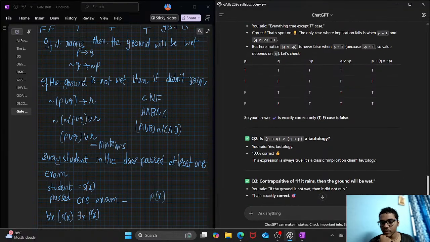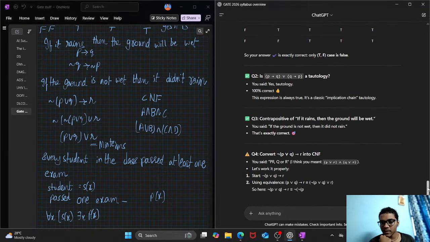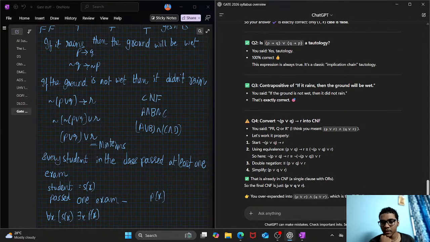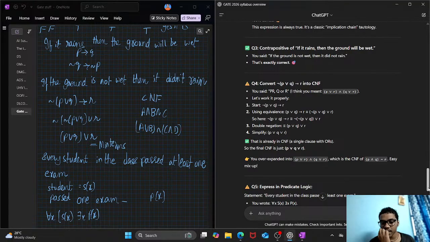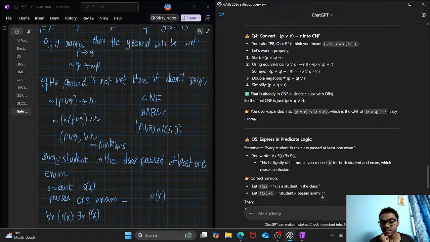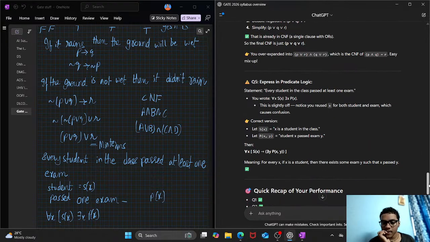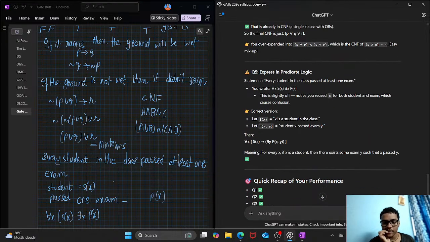Yeah, the TF case is false, okay. Tautology, 100% correct. Implication chain tautology, okay. No, I said P or Q or R, but that's fine. So for all X, S of X implies there exists Y.